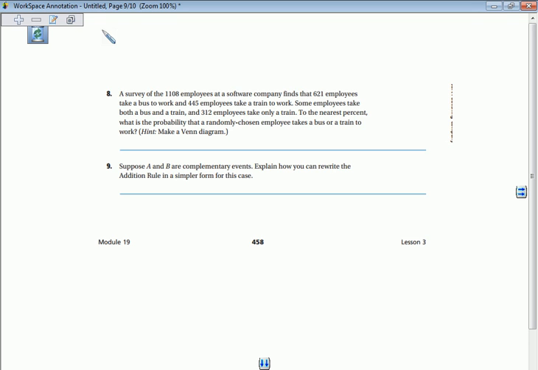All right, it says a survey of 1,108 employees at a software company finds that 621 employees take the bus to work and 445 employees take the train to work. Some of the employees take both a bus and a train, and 312 employees take only a train. To the nearest percent, what is the probability that a randomly chosen employee takes the bus or a train to work? Okay, I'm going to start by making a Venn diagram, so I can visualize what's going on.